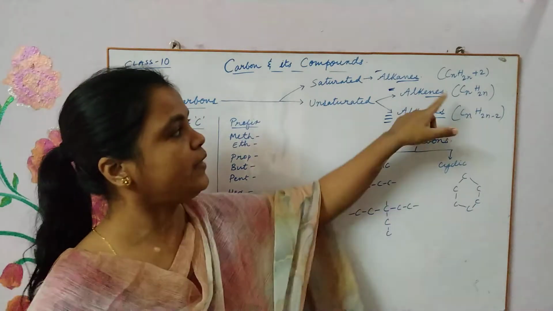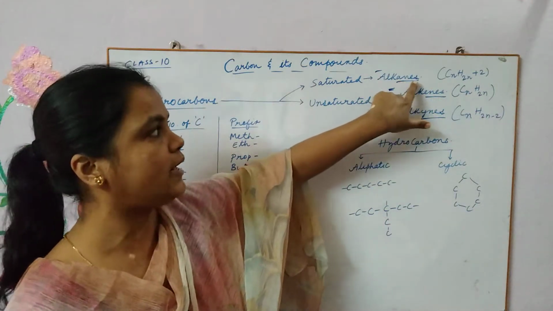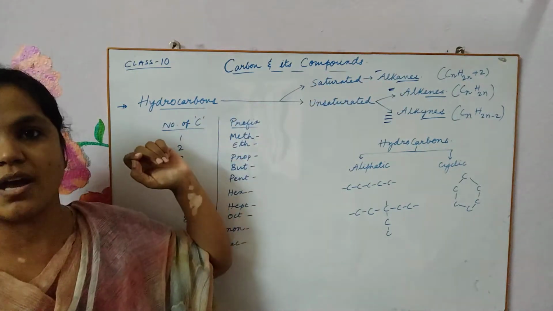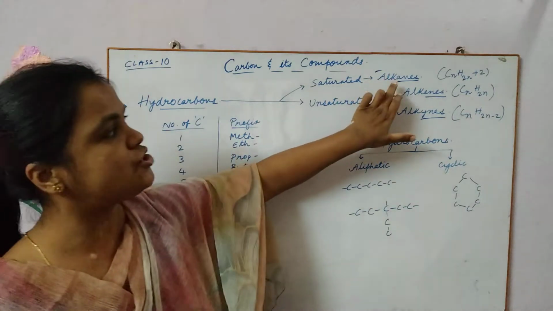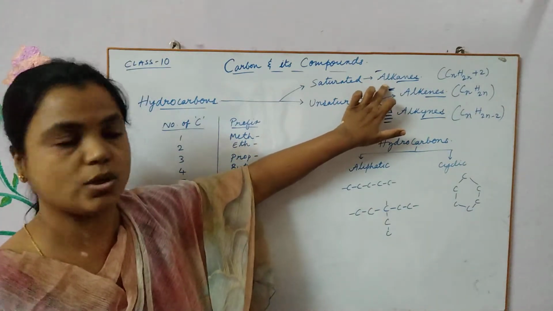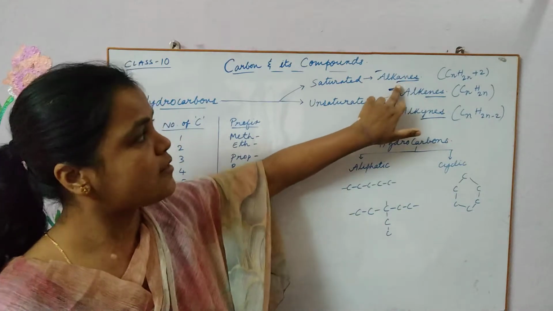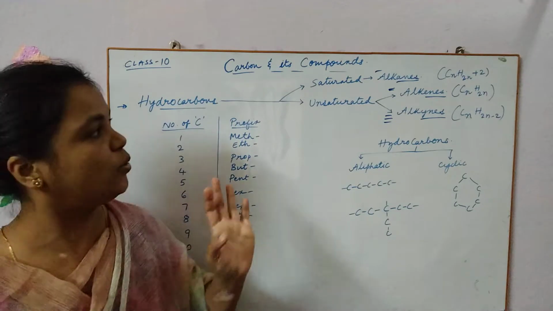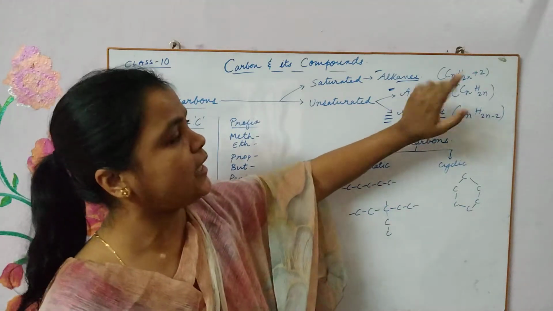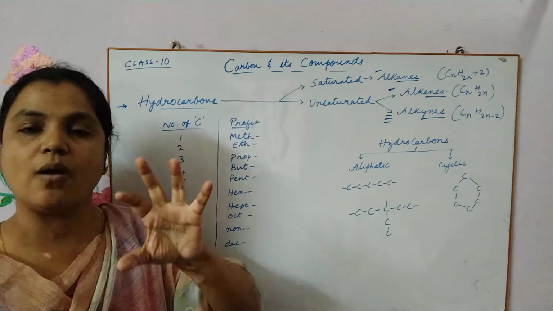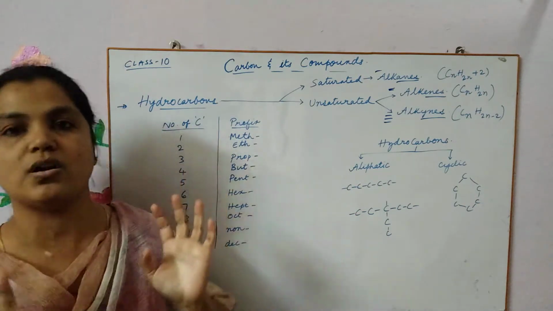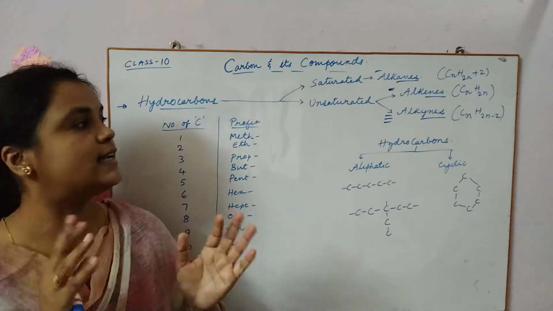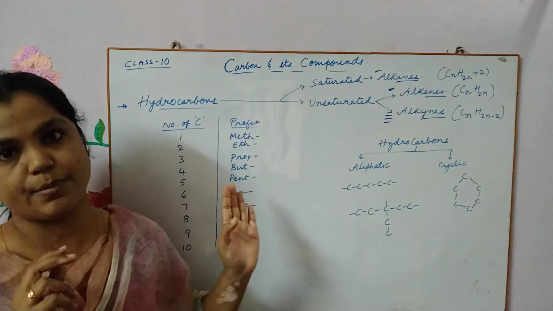So if any name ends with the suffix ANE, for example, that means it is a saturated hydrocarbon. It's a general name given for that group of compounds, alkanes. So the suffix ANE means that it contains single bonds only. If the suffix is ENE, then we can say that those compounds contain carbon-carbon double bonds. In some places, only double bonds can be present along with the single bonds. It doesn't mean that the whole compound has double bonds.